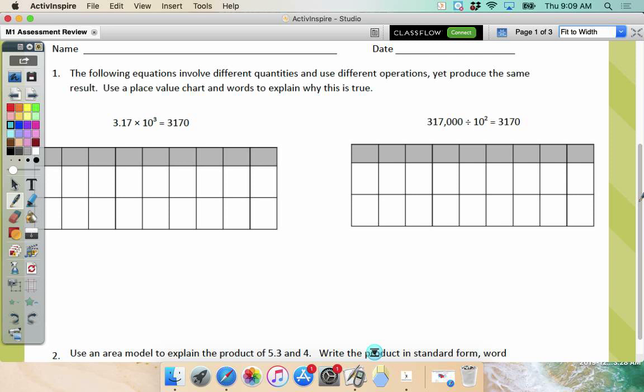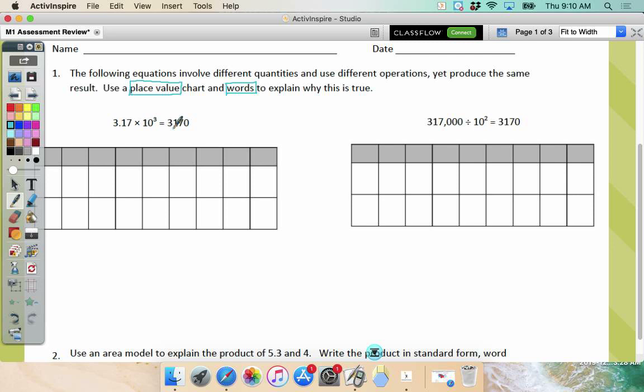So here's what it says. The following equations involve different quantities and use different operations, yet produce the same result. Use a place value chart and words to explain why this is true. Now, I'm going to restate that question. Here's what you have to do to answer it. You've got to use those two things, okay? So here's what it means.